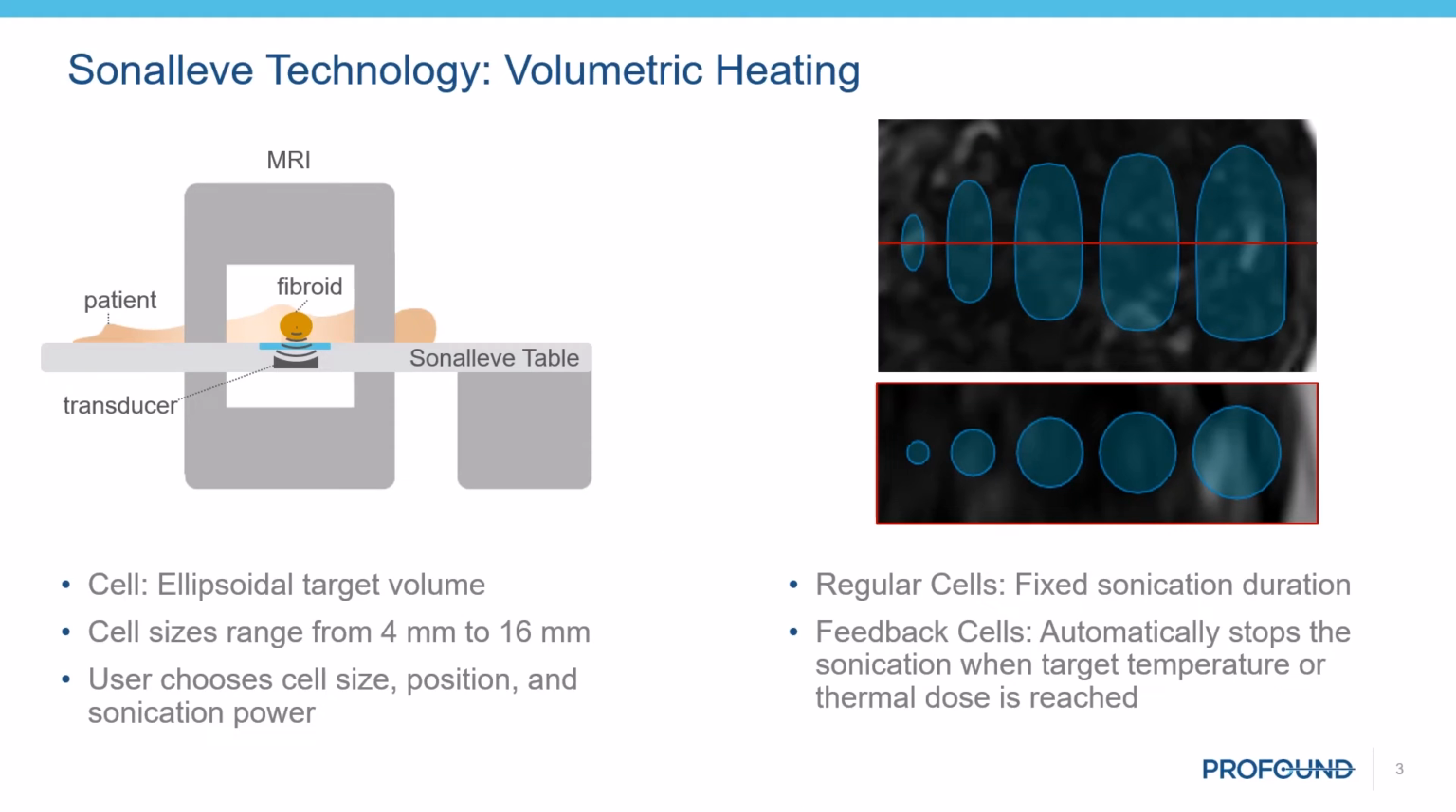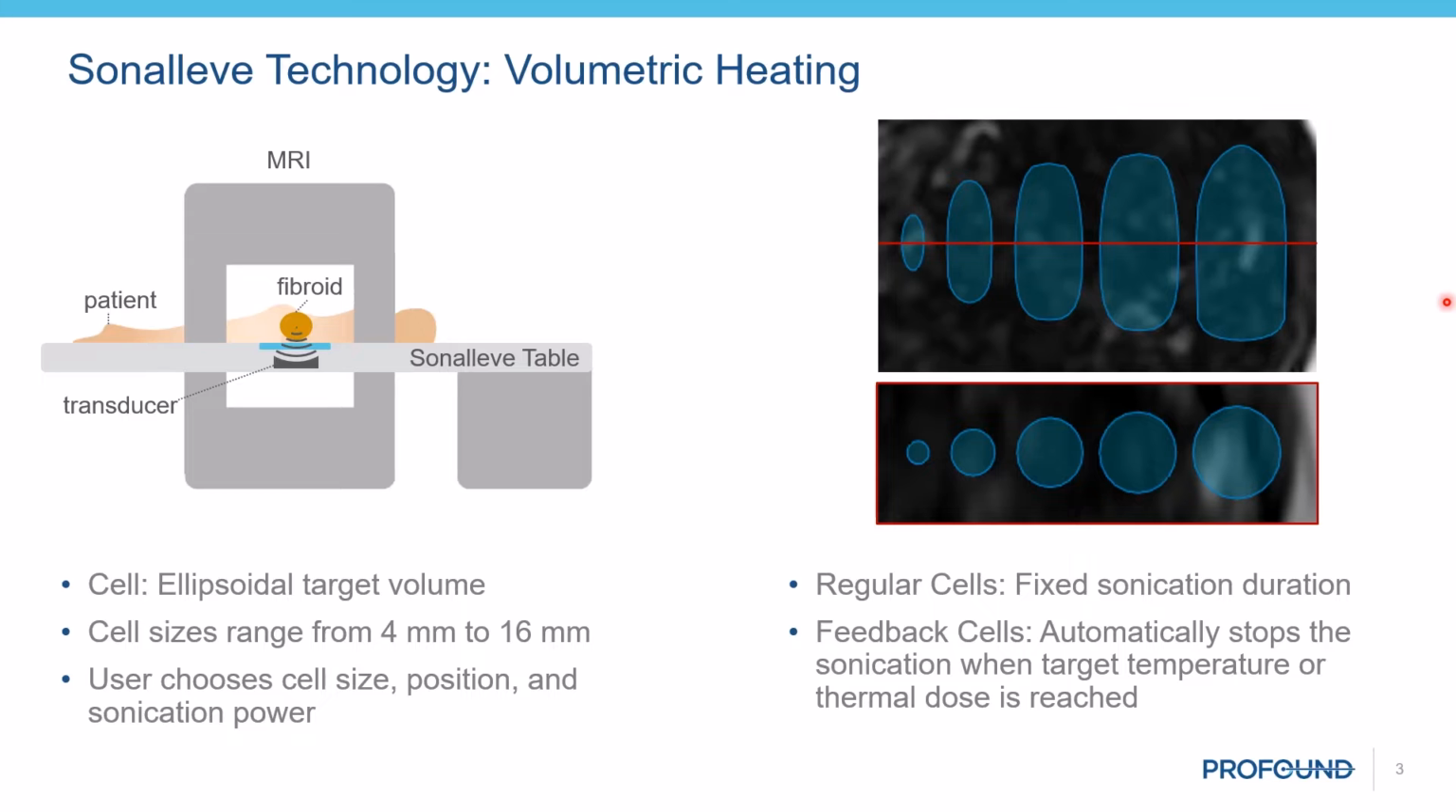In a typical Sonalleve fibroid treatment, for example, the patient would be in prone position on the Sonalleve table with the fibroid approximately located above the HIFU transducer. The table would then be pushed into the MR scanner to start the treatment planning. This is illustrated by the sketch on the left. After acquisition of the planning images, the user defines where the ablation should take place.